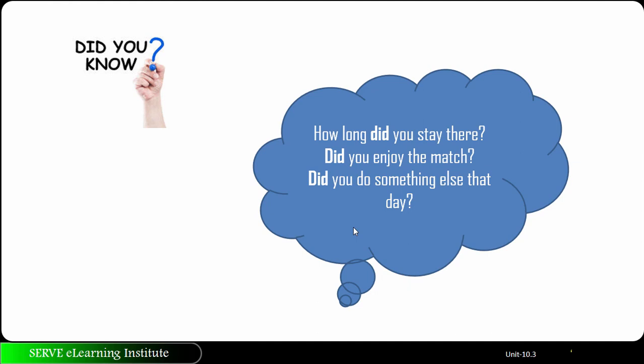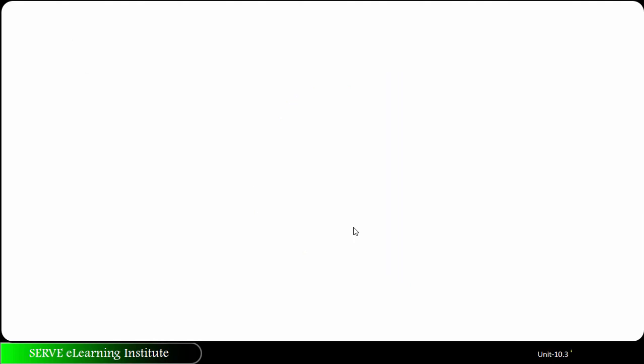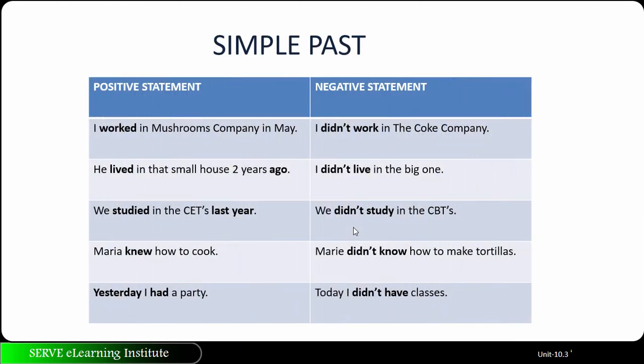Okay, number 3. Did you do something else that day? If it is yes, you're going to answer, yes, I did studying too. So like that you can say something else. Okay. Next is positive and negative statement in past tense.